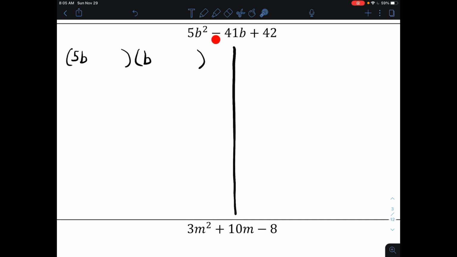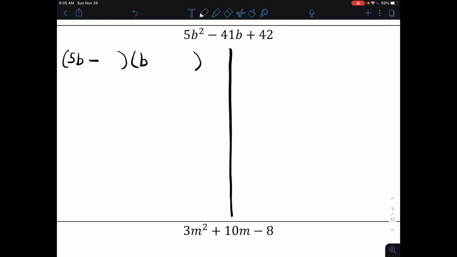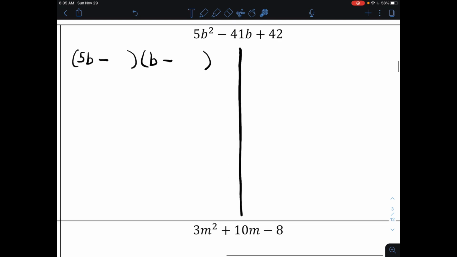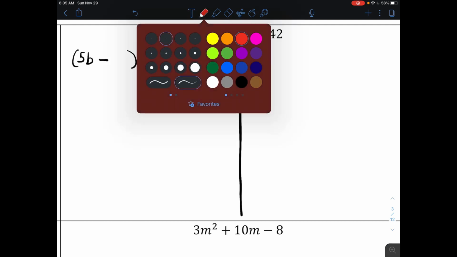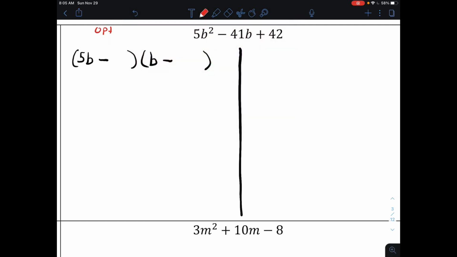Now, if you have a minus in the middle and a plus on the end, that means both of the signs inside here have to be minus. Because the only way to add together to be a negative number and multiply together to be a positive is if you're dealing with two negative numbers. So I know I have that to start with, and I'm going to do that first option where we just guess and check. So that's option 1 where we use the factors.